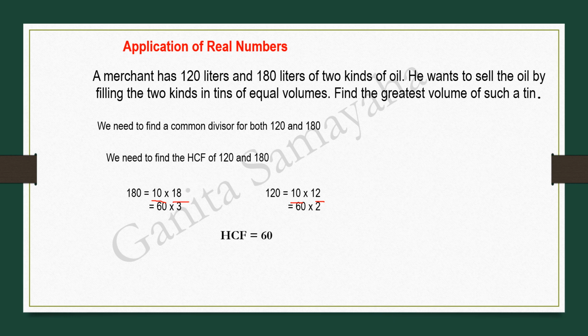So our merchant can make cans of 60 liters each for both the oils. For 120 liters he will make 2 cans and for 180 liters he will make 3 cans. All are 60 liter cans and he will sell them. Is it clear, children? Okay, fine. We have used this basic concept of finding HCF. Later on, when you went to a little higher classes, you would have learnt HCF by another method. What is that method, children? Yes, it is the division method.